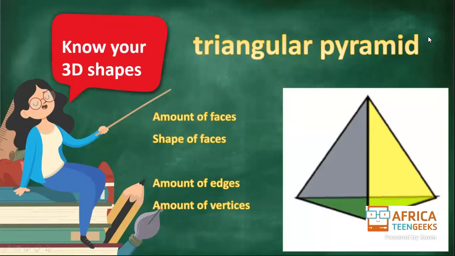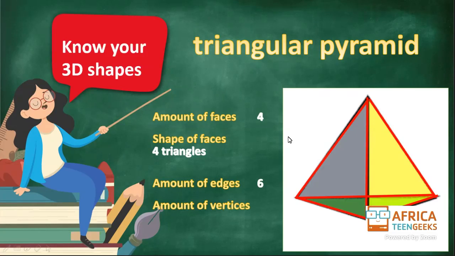Amount of faces. Now remember, unlike the previous slide, there's no line at the back because there's only a triangle at the bottom, at the base. There's no extra 6. So we have 6 edges.